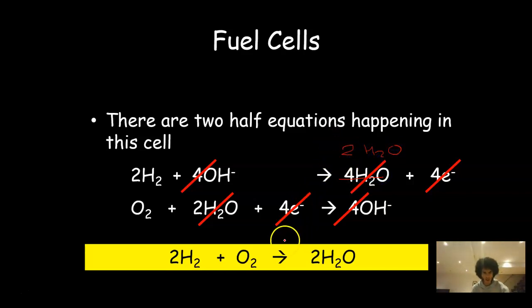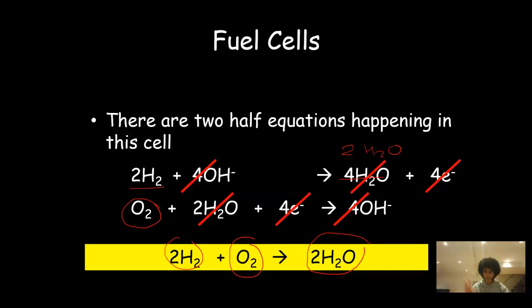Now, what I showed here a little bit too early was the overall equation for this reaction. 2 lots of H2O I'm left with, which is here. 1 lot of oxygen I'm left with, which is here. And the 2 lots of water, which I was left over after cancelling on left and right, is here. So that's the overall equation for this particular electrochemical cell. 2 lots of hydrogen plus 1 lot of oxygen makes water. It's effectively the combustion of hydrogen.